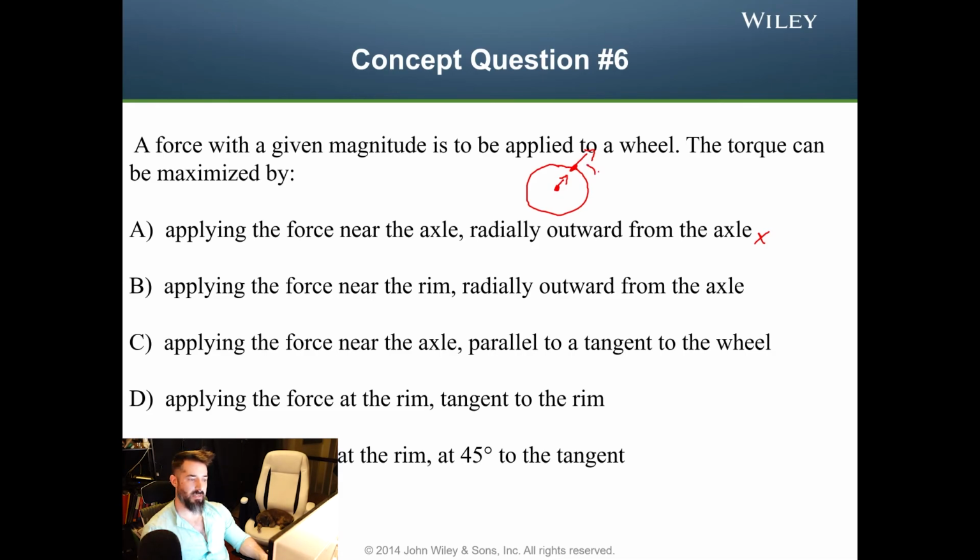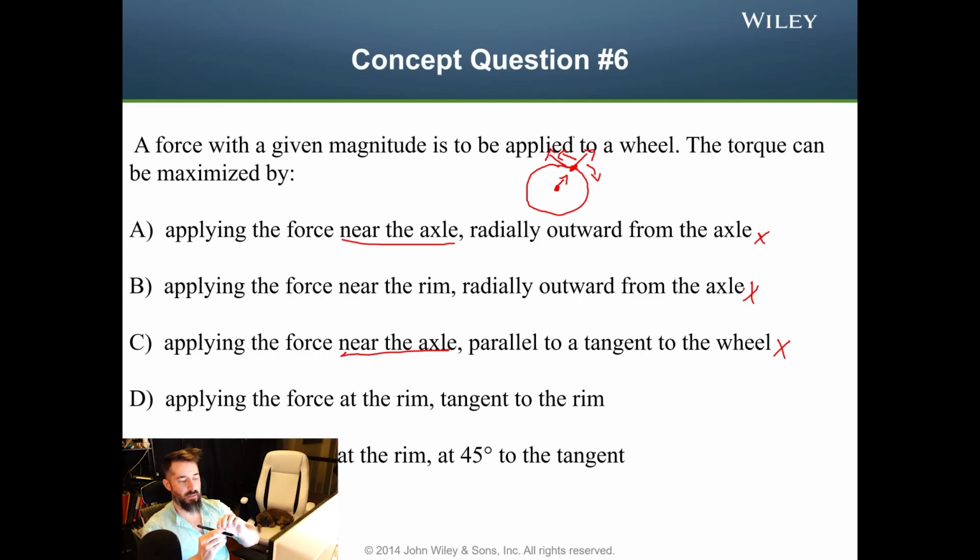If it has to rotate either this way or this way, applying the force outward that way doesn't help. It's the same thing, once again, as applying it to the center where it doesn't move. That's no good. Applying the force near the axle, we've already talked about this. This is not good. So these are automatically out near the axle. You want to be farther away than that. Applying the force at the rim, tangent to the rim. So now they're saying the same spot. We'll use the same spot, only tangent.